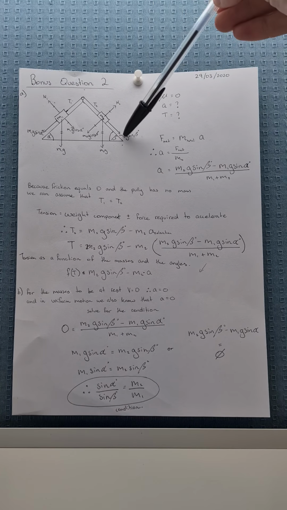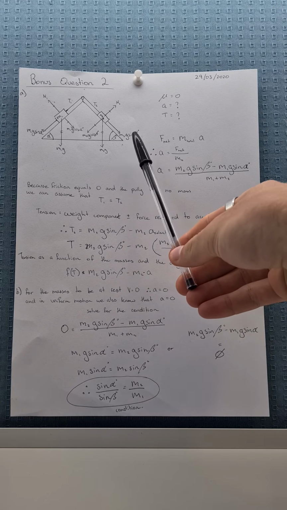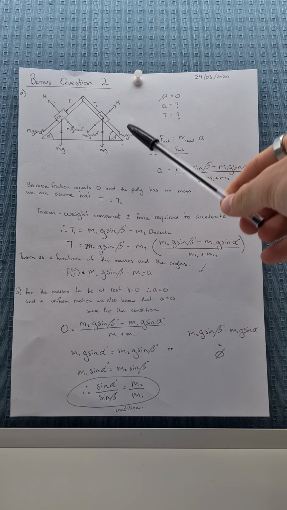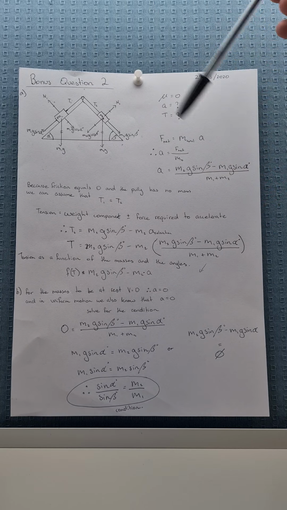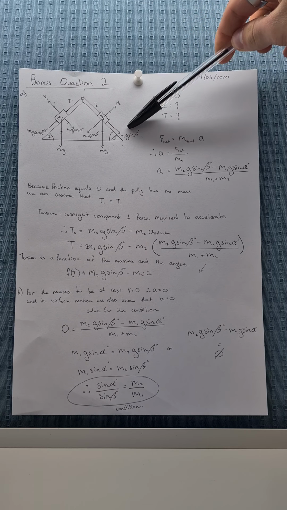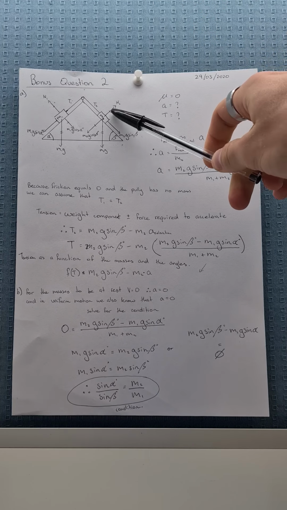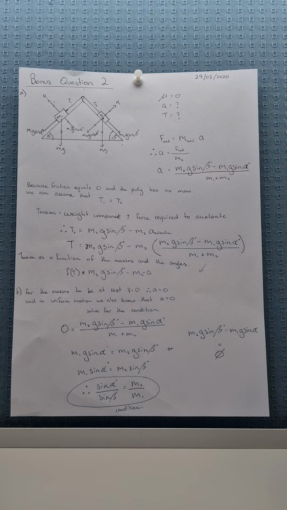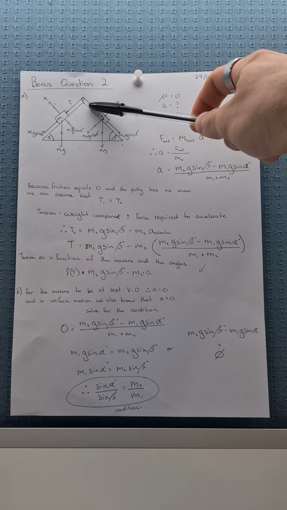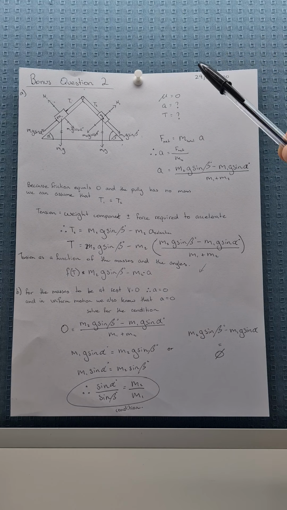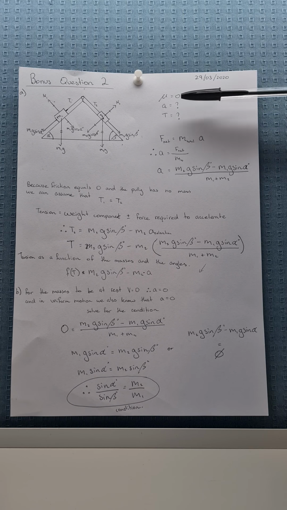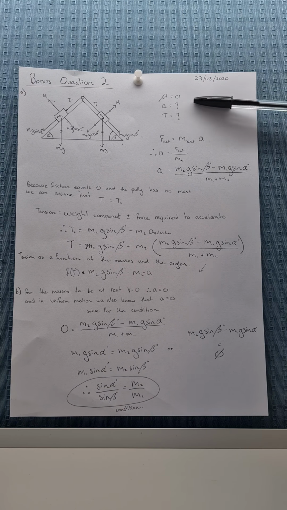And you can split that up into two components: mass gravity sine beta and mass gravity cos beta for both. And so the only force that's acting along the slope is mass 2 gravity sine beta. We've also put tension 1 and tension 2 for the ropes. We're going to need to find acceleration and tension, and we know that the friction is 0.